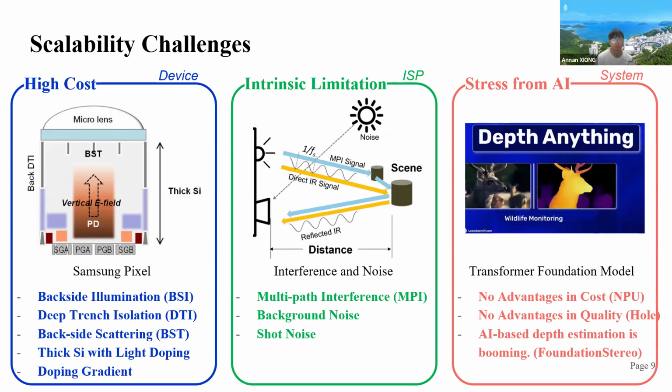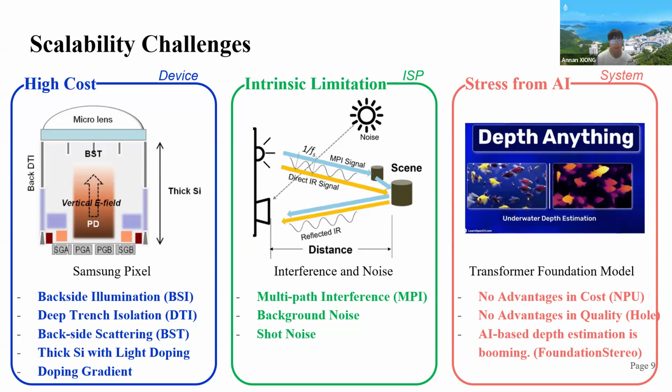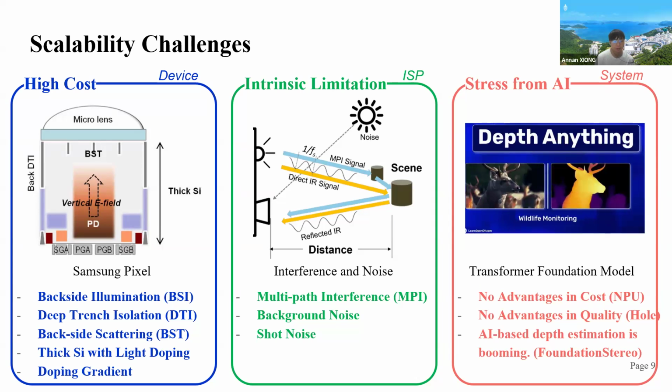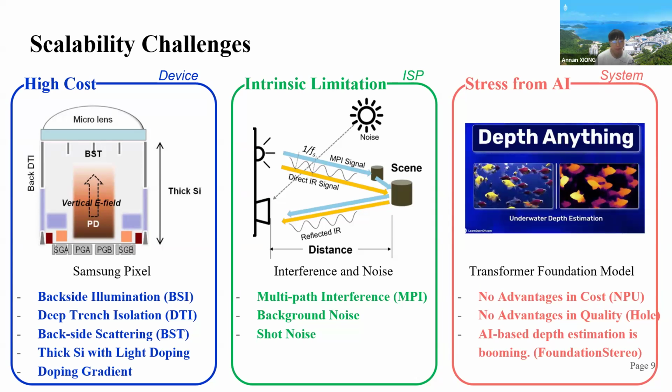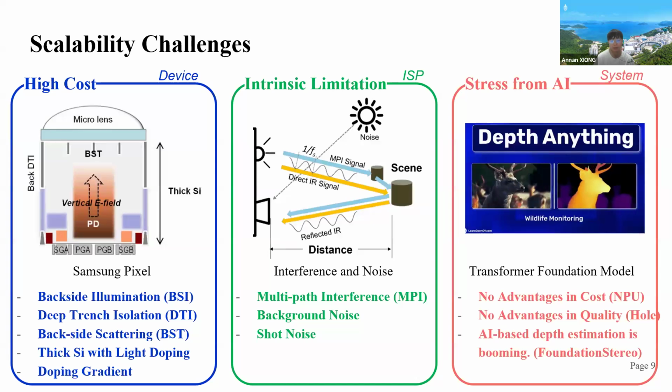What is the current challenge? From my perspective, it's mainly because of the high cost, intrinsic limitation, and stress from AI. First of all, currently the cost for the iToF sensor is too large. Let's look at the Samsung pixel as an example. In this pixel, they include a lot of advanced, complicated process technology, including backside illumination, deep trench isolation, backside scattering, thick Si with light doping, and doping gradient. This kind of process is very complicated and has a very high price for mass production.